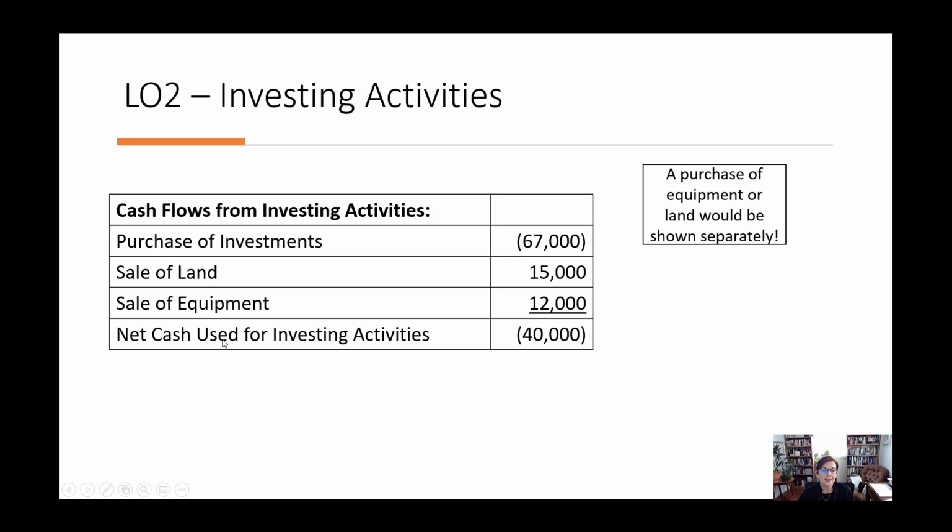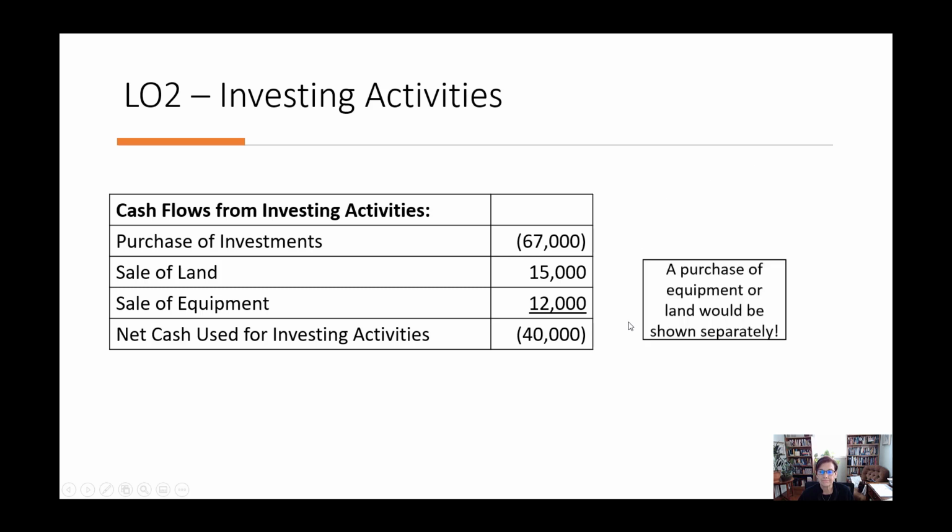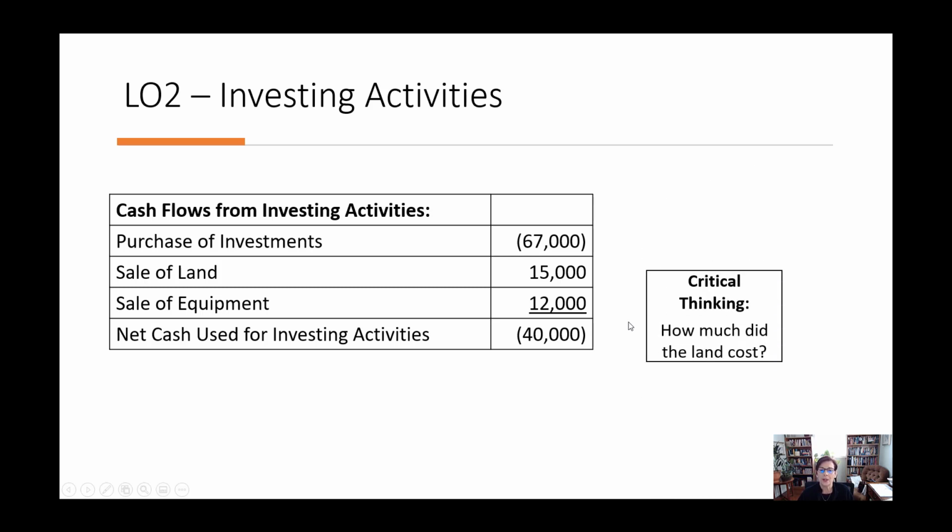And we call this net cash used for investing activities because we used the cash, because it's negative. All right, so let's ask a question. How much did this land cost?